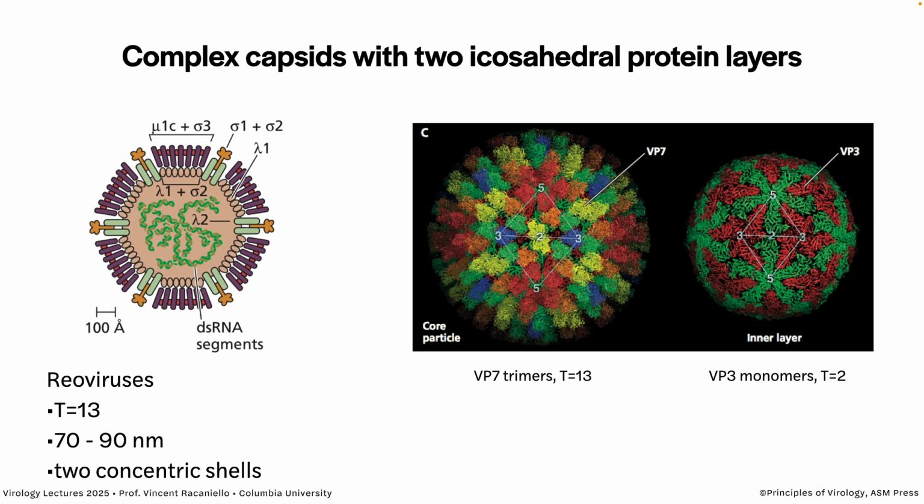This is reovirus, which we talked about briefly. These are cool because they have two icosahedral shells. You have an outer shell and an inner shell. So reovirus is T equals 13, two concentric shells. So the outer particle is a T equals 13, and the inner particle is a T equals 2.